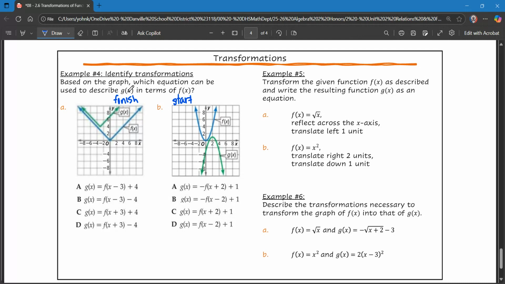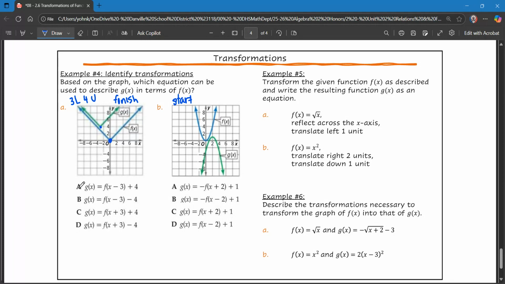The most important thing is to look at a focal point. So if you look at f, it starts at 0, 0 at the vertex, and it moves over here to -3, 4. So it's moved 3 to the left and 4 up. 3 left and 4 up. So now come to the equations and figure out which one is 3 left and 4 up. Well, 3 left would be inside and opposite. So 3 left would have to be C or D.